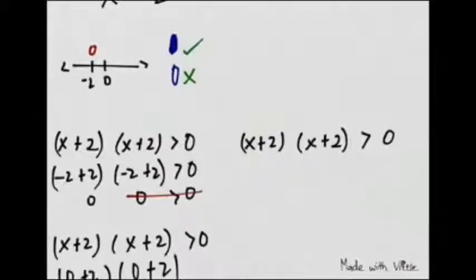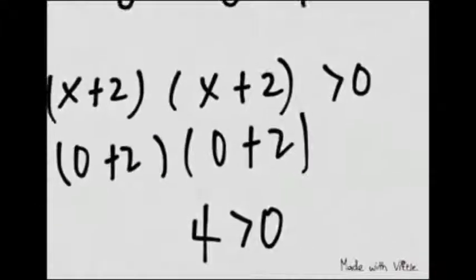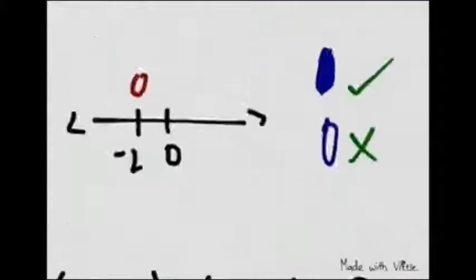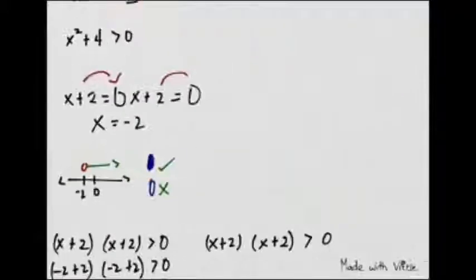Now, let's try to plug in 0 to the factored inequality. So this will give us 4. Positive 4 is greater than 0, which is obviously true. And because of that, we are going to extend an arrow on the positive side.